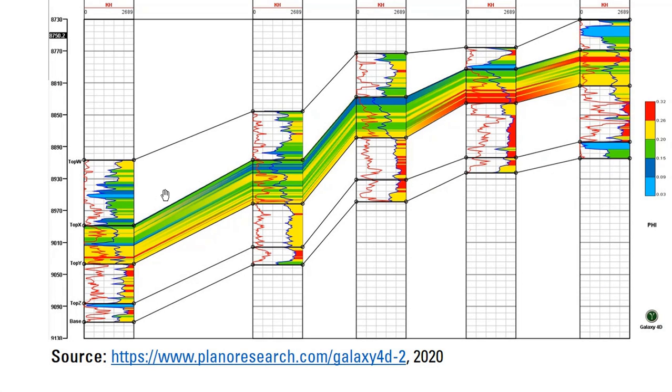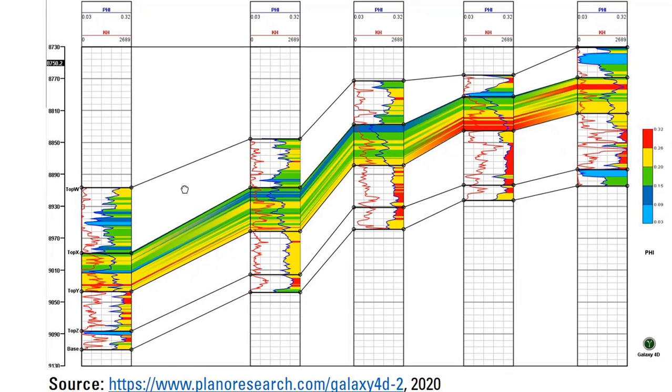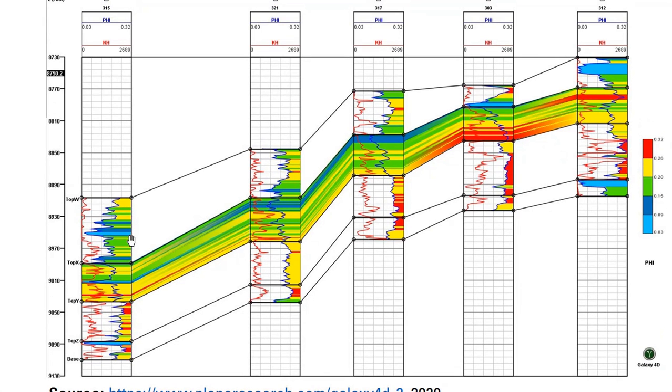Yeah, it's only extrapolation. So the real data is the one on the left, this one, and this one. The ones in between are artificial.